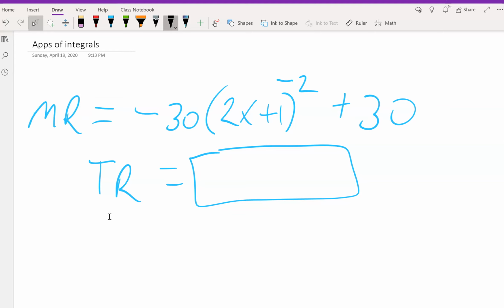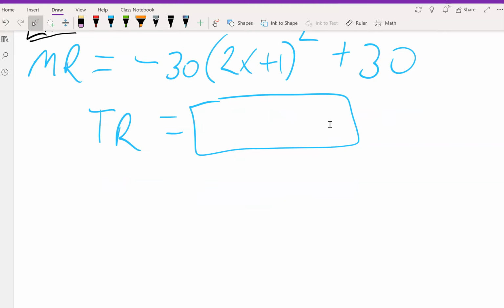For example, example 1, we have the marginal revenue is equal to negative 30 times (2x plus 1) to the negative 2, plus 30. And we want the original total revenue function from the marginal revenue. Well, this is a perfect example of when an integral is needed, because the marginal revenue is the derivative, right? The marginal revenue is the derivative of revenue.